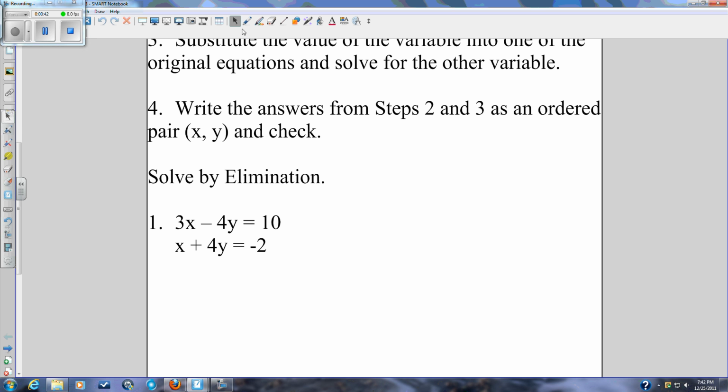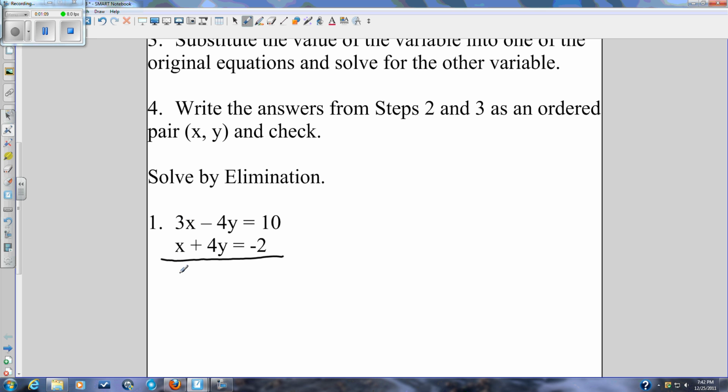So let's begin with this first system of equations. 3x minus 4y equals 10, and x plus 4y equals negative 2. Our variables are aligned. X's are over x's and y's are over y's. And notice that if we were to add these equations together, we would get our y's to cancel out. That's what we want. We want one variable to cancel, and that is essentially what's going to happen here.